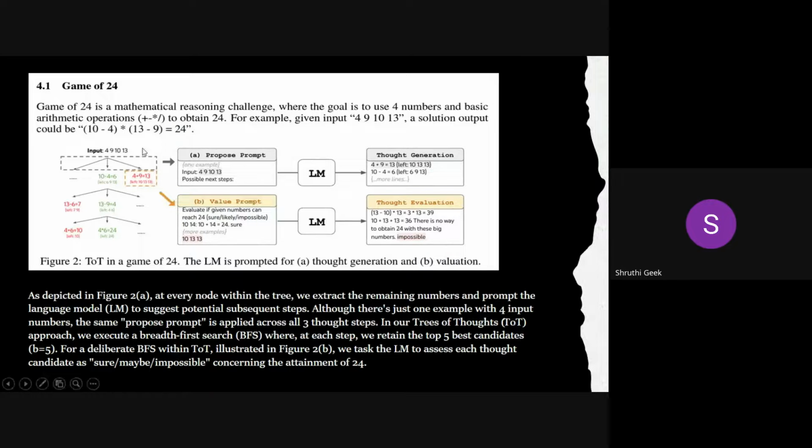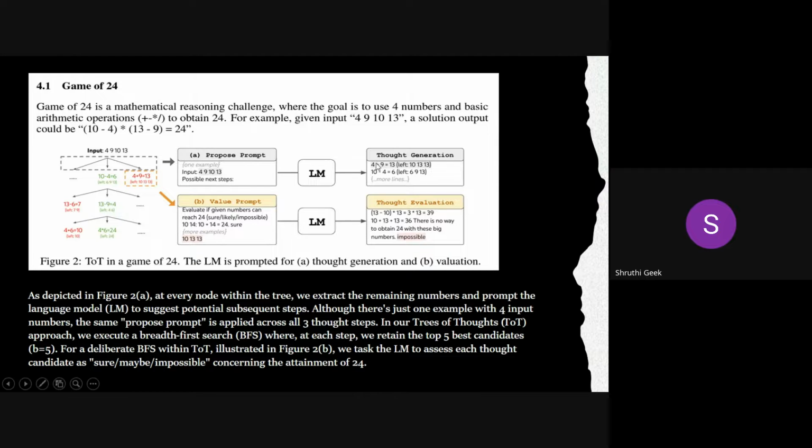Once they have given the input with 4, 9, 10, and 13, it passes into the first step. The first step is thought decomposition. It tries to break down the problem. The first thing it tries to do is take the different numbers, the combinations of numbers that it wants, and then generate the thoughts with a thought generator.